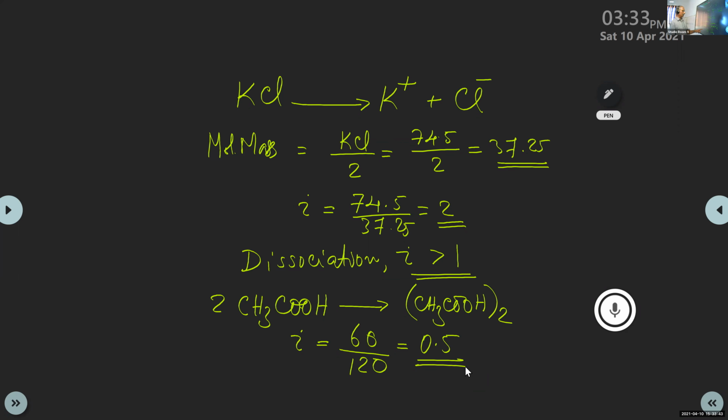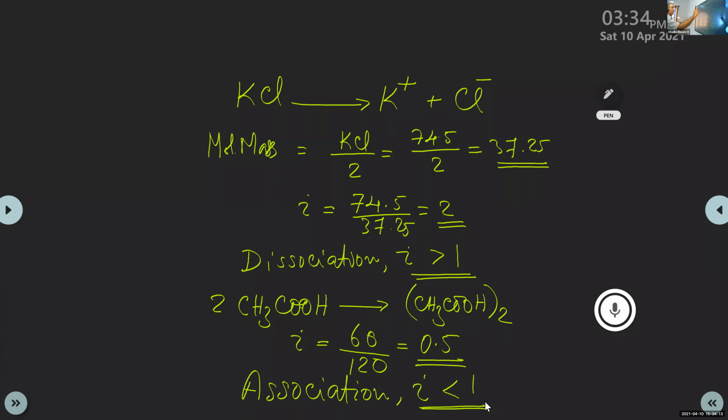So i is equal to normal molecular mass 60 by abnormal molecular mass 120, that is equal to 0.5, and it is less than 1. So if there is association, then what will be the nature of i? i will be less than 1.